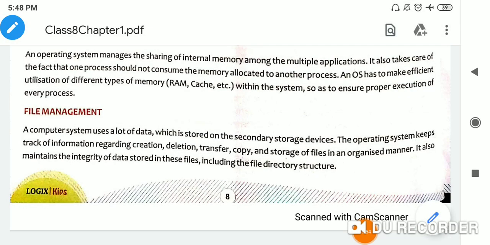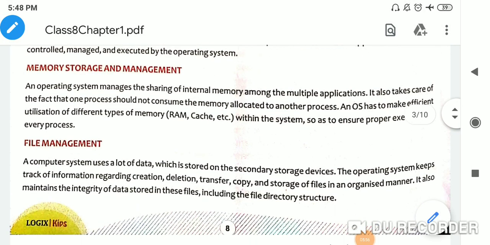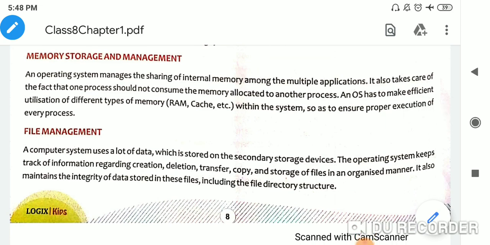The second important function of operating system is memory management. Memory management means there are different types of memories that a computer uses, like RAM, cache, hard disk. So it is the operating system that decides which memory is to be allocated to a particular application. It also takes care that one process should not consume memory allocated to another process.